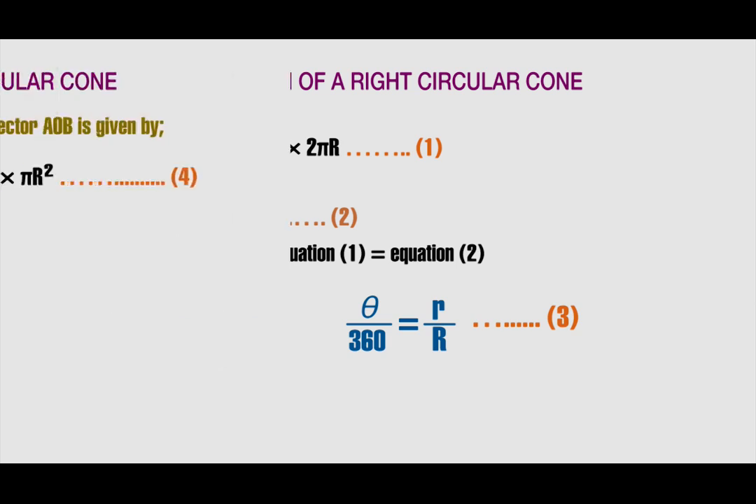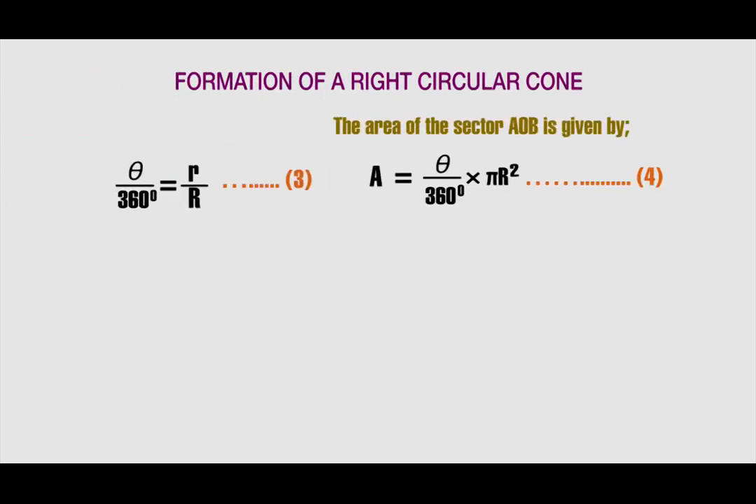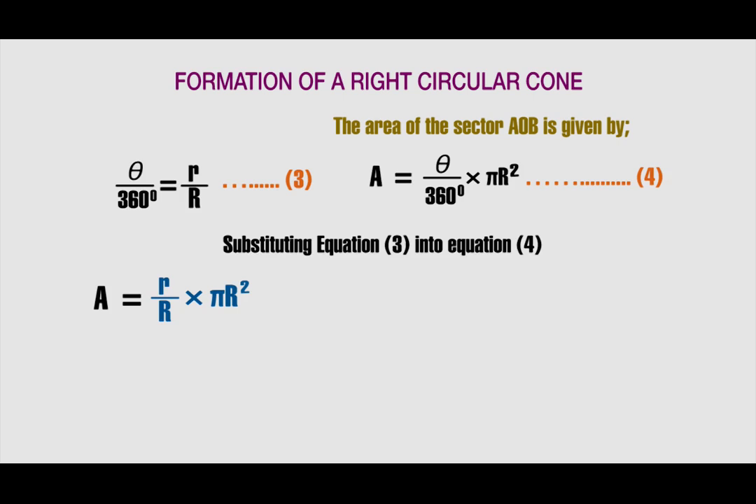Now the area of the sector AOB is given by A equals theta over 360 times pi big R squared. Let's call this equation 4. From equation 3, we know theta over 360 is equal to small r divided by big R. So we substitute this into equation 4, and that will give us A equals small r divided by big R multiplied by pi big R squared. Simplifying, we have A equals pi small r times big R.